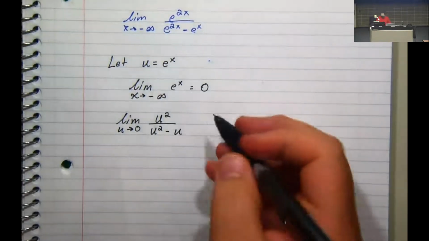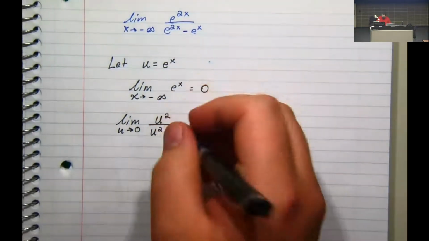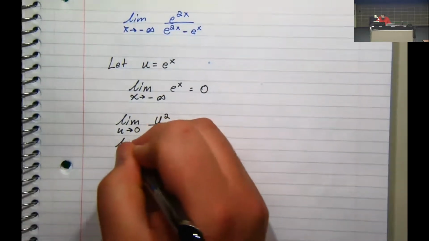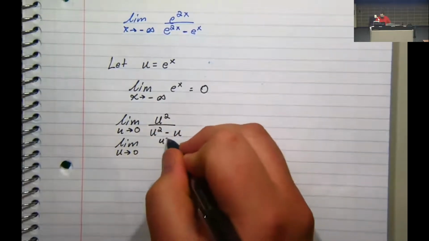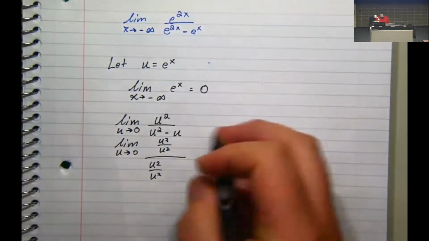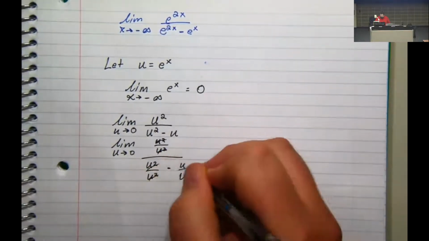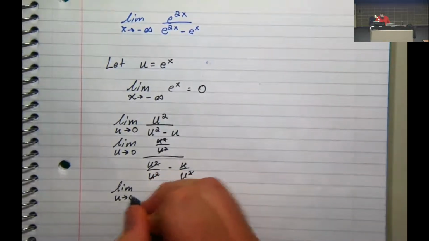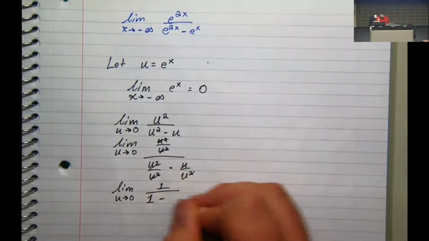Okay, we're once again going to get a 0 over 0 here, but if we divide all the terms by u squared, then we get the limit as u goes to 0 of u squared over u squared over u squared over u squared minus u over u squared. That crosses out. Limit as u goes to 0 of 1 over 1 minus 1 over u.